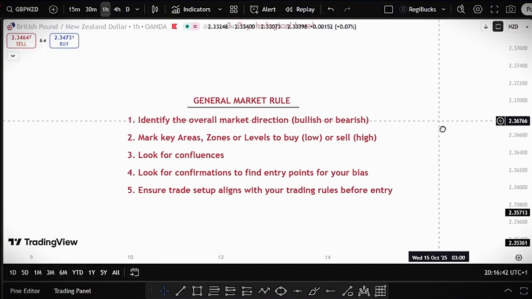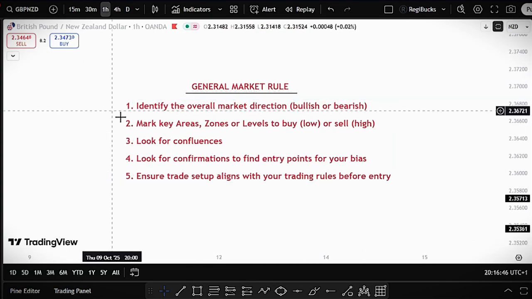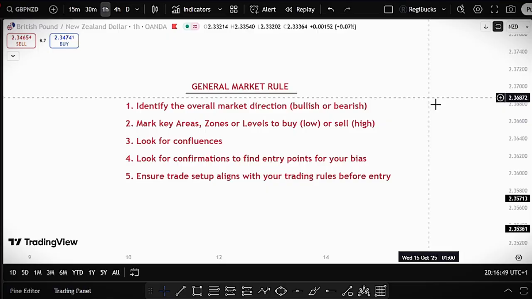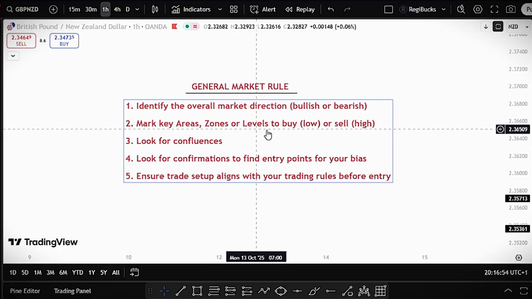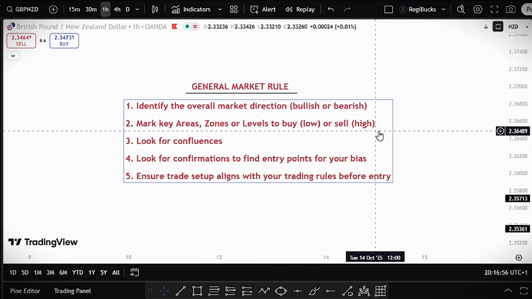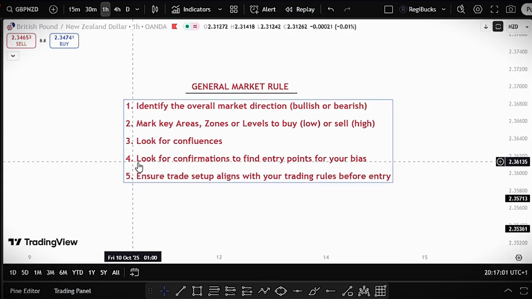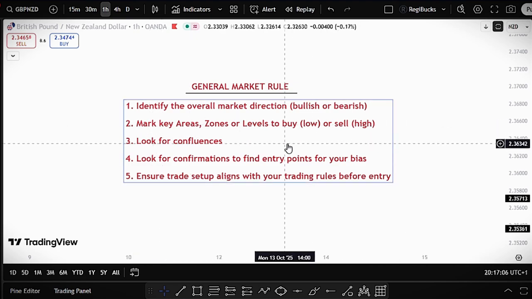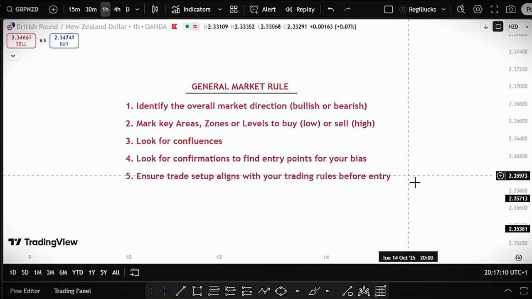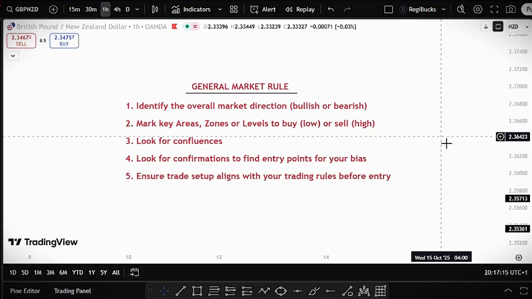Now, this is the general market rule. Identify the overall market trend: is it bullish or bearish? Mark key areas, zones, or levels to buy low or sell high. Look for confluences. Once you've marked all these areas, you should be looking for additional confluences to add to this trade, because the more confluences a trade has, the higher the probability that the trade is going to go in that direction.